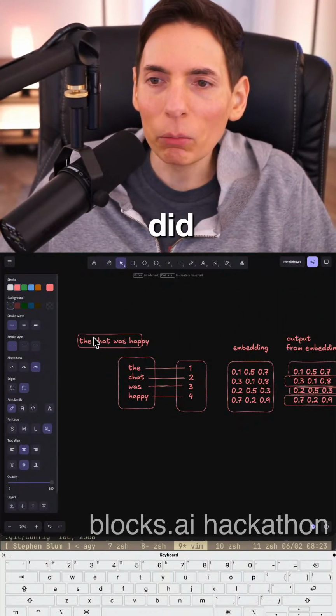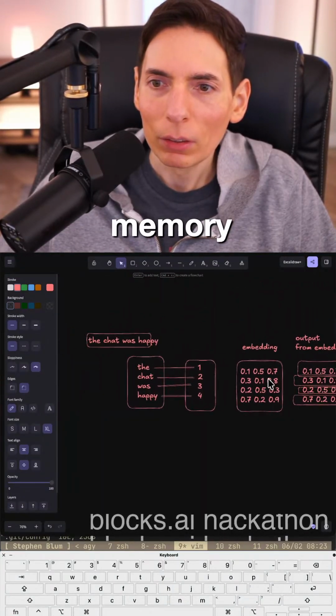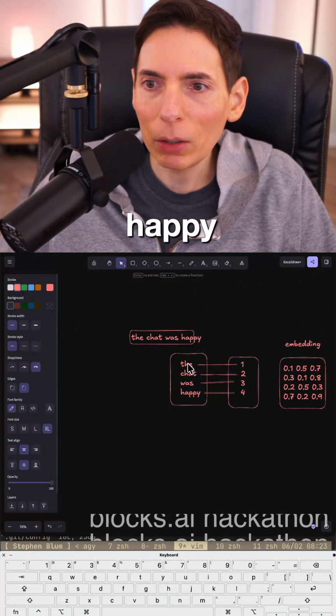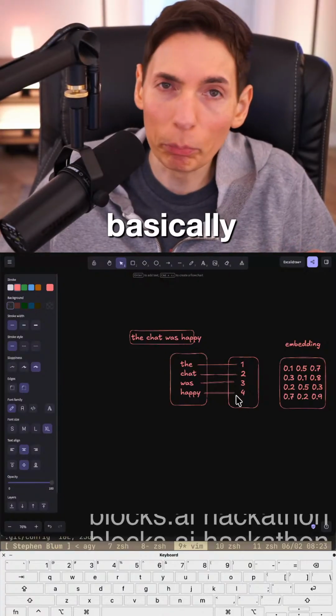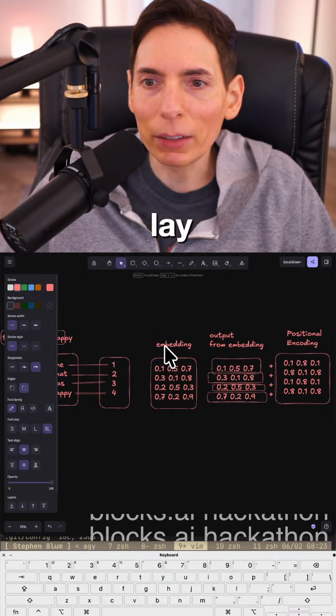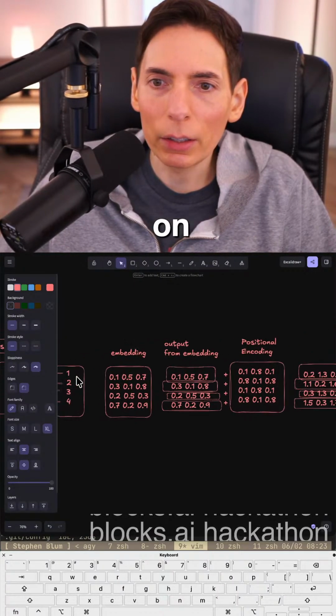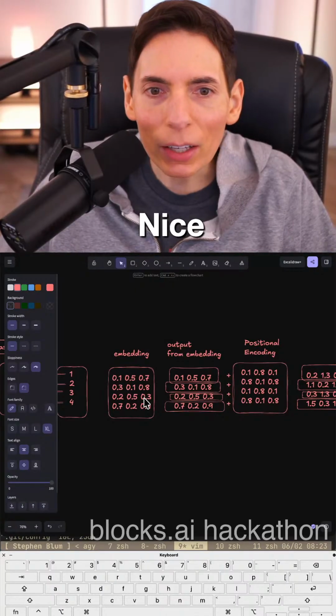So we're doing a simple walkthrough real quick, everything from memory. The chat was happy. We convert it into tokens, which basically means you assign indexes to the numbers based on your vocabulary. You have an embedding layer where you just select the row based on the token number. Nice. Any idea on training it?